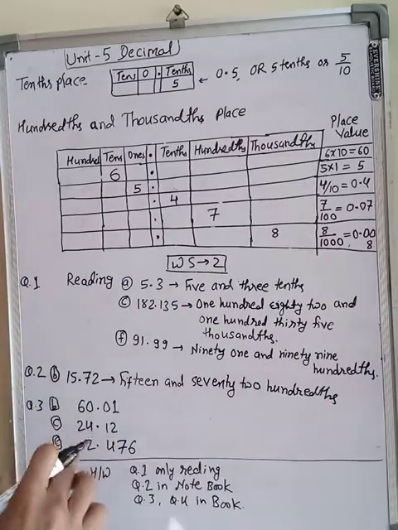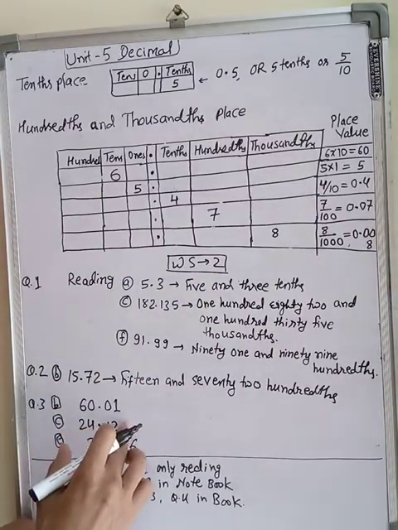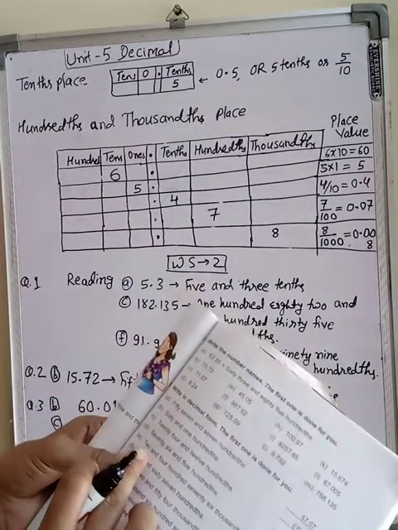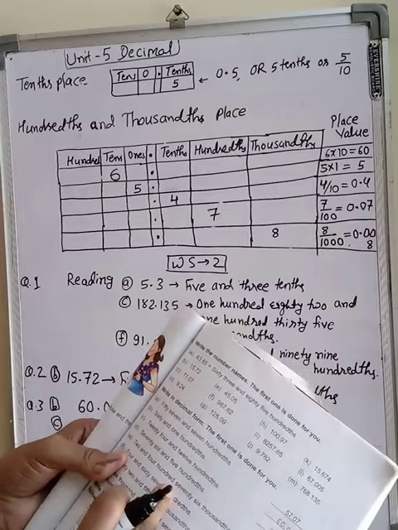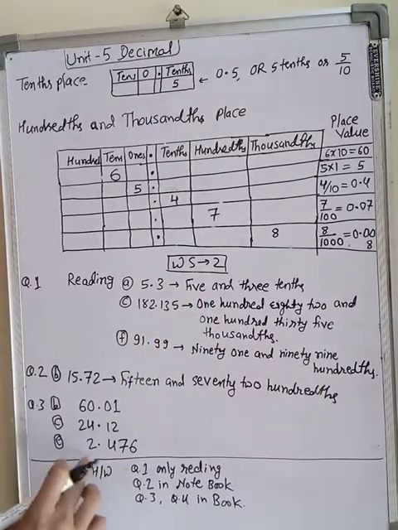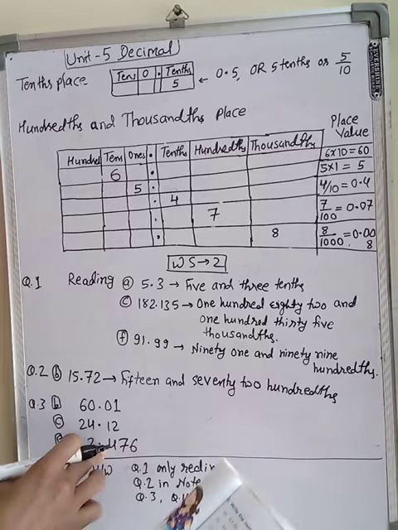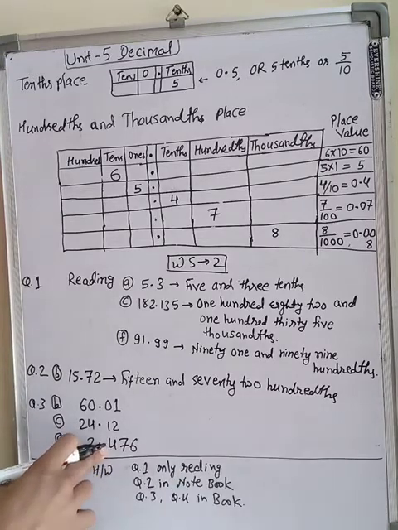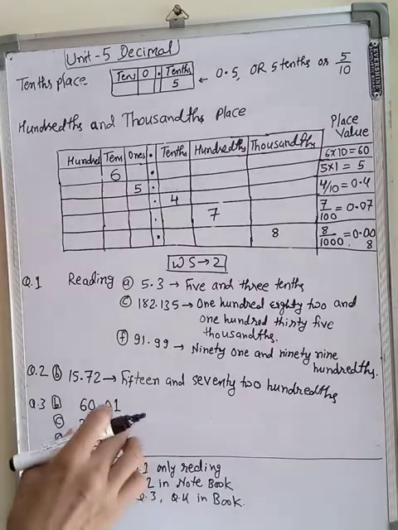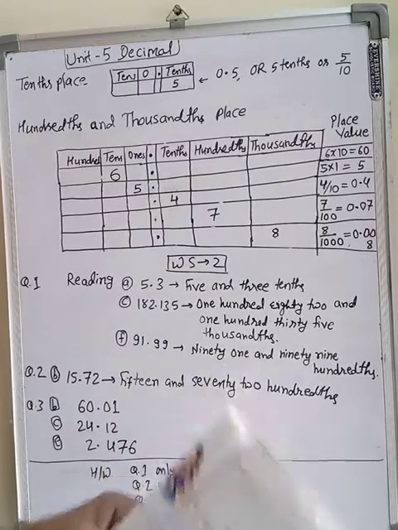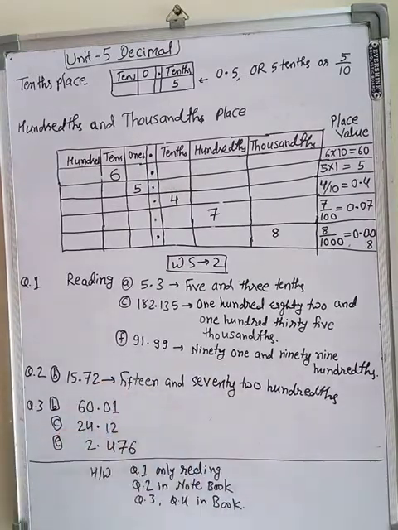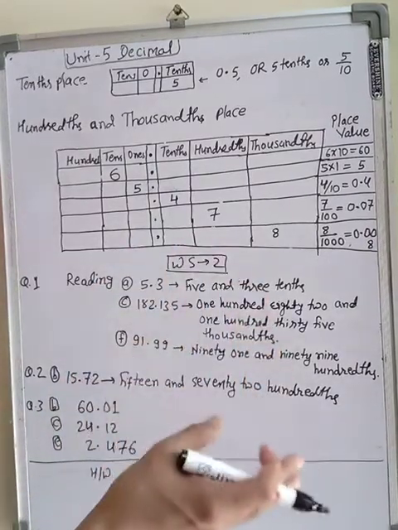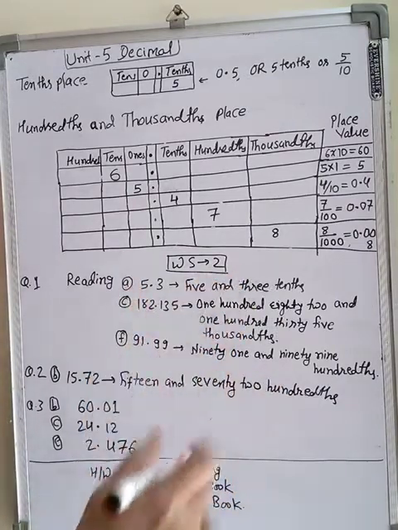Question number C, 24 and 12 hundredths. So we will write 24.12. Question number E, 2 and 476 thousandths, where 2 and means decimal. How much is written? 476 thousandths. So 2.476. So this is one way of writing decimal places.